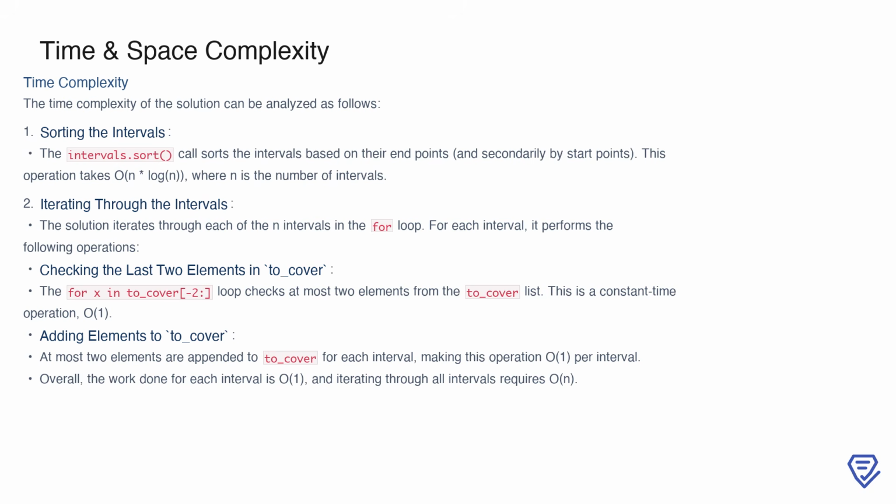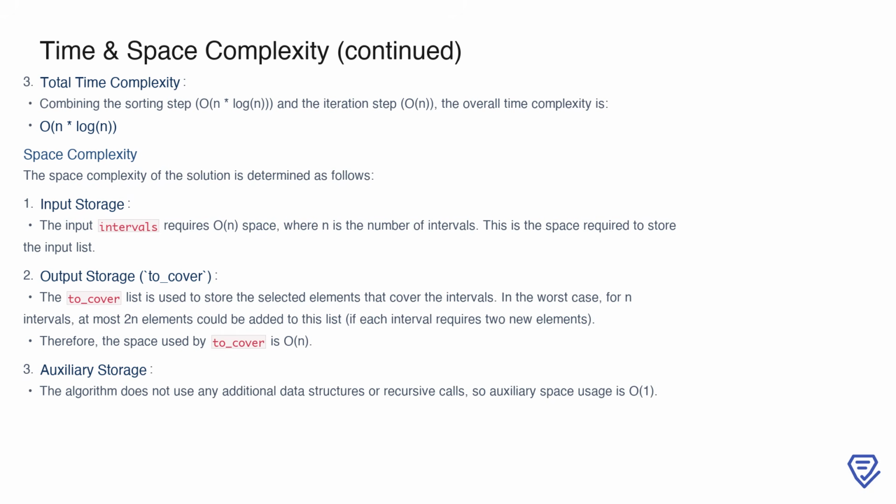So, the total time complexity combines the sorting step, O(n*log n), and the iteration step, O(n). When we sum up the contributions to time complexity, the sorting step, which takes O(n*log n), dominates over the iteration step, which is O(n). Therefore, the overall time complexity of the solution is O(n*log n).